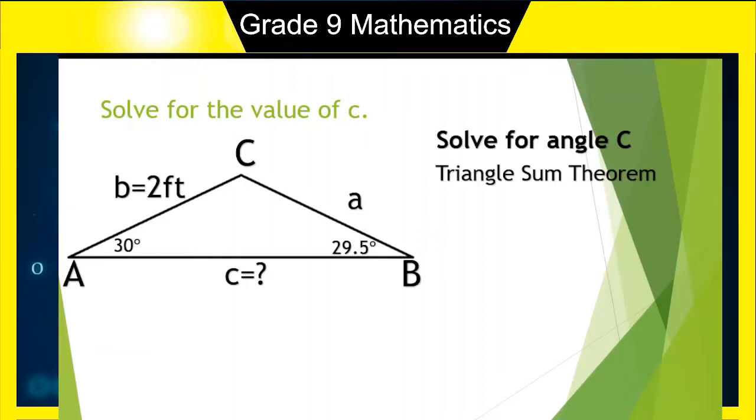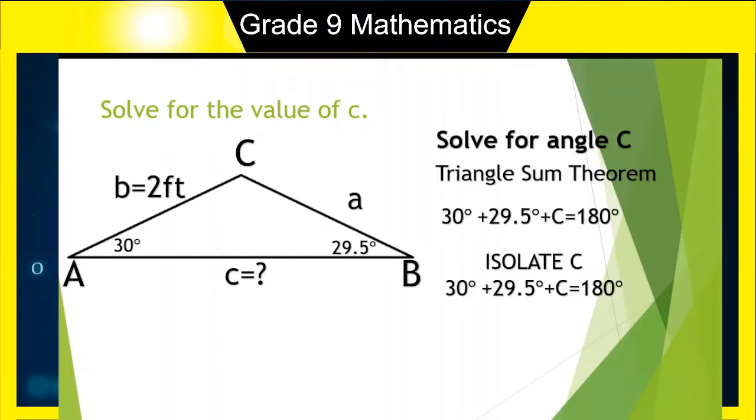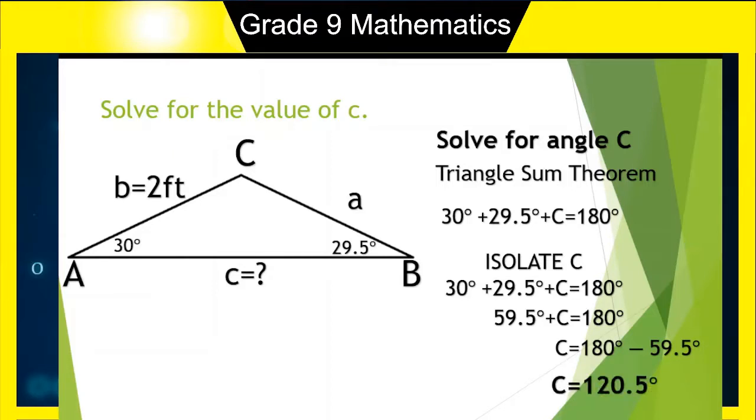And for us to find angle C, we can use the triangle sum theorem. In the triangle sum theorem, what you will do is add all the interior angles of a triangle and equate it to 180 degrees. So therefore, 30 plus 29.5 degrees plus C is equal to 180. To solve for angle C, we are going to isolate C by getting the sum of 30 and 29.5 and then subtracting it from 180, which gives us the answer of 120.5 degrees.